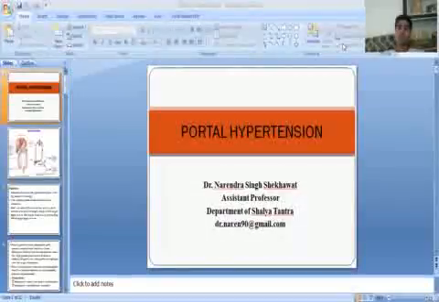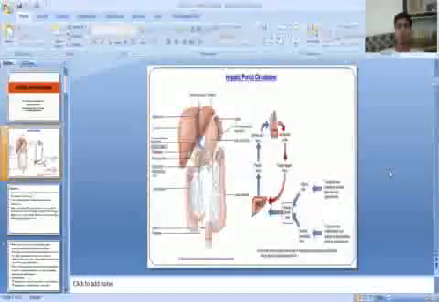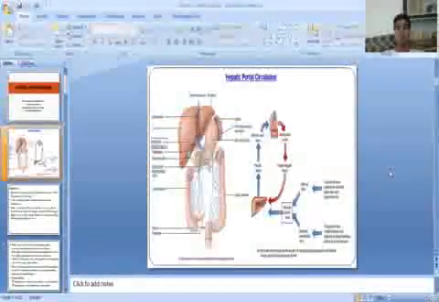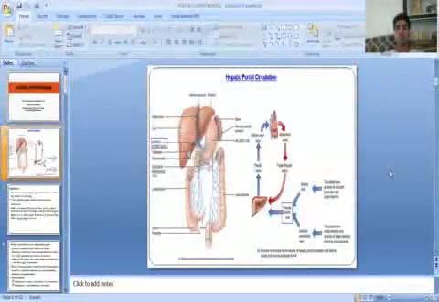In previous classes, we discussed the anatomy of the liver and disorders of the liver. In today's class, we will discuss portal hypertension. In this diagram, you can see the hepatic portal circulation.